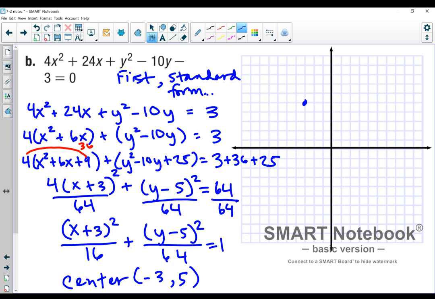And now I need to think about how wide and how tall I'm stretching my ellipse. So the x is over 16, and 16 is 4 squared. So in my x direction, I'm going to go out 4 units. And my y is over 64, which is 8 squared. So for my y, I'm going to go up and down 8 units. 1, 2, 3, 4, 5. And I think it's going to have to stretch a little bit in order to fit.